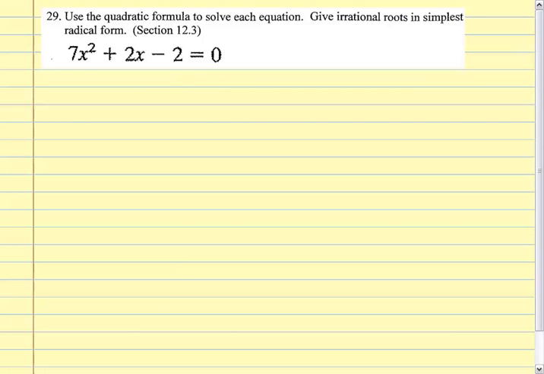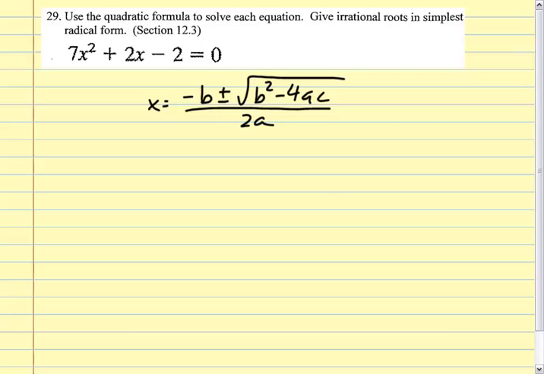Use the quadratic formula. Who's going to do it? Morgan. 7x squared plus 2x minus 2 equals 0. Use the quadratic formula. The quadratic formula is minus b plus or minus the square root of b squared minus 4ac all over 2a. Beautiful. So a is 7, b is 2, and c is negative 2.